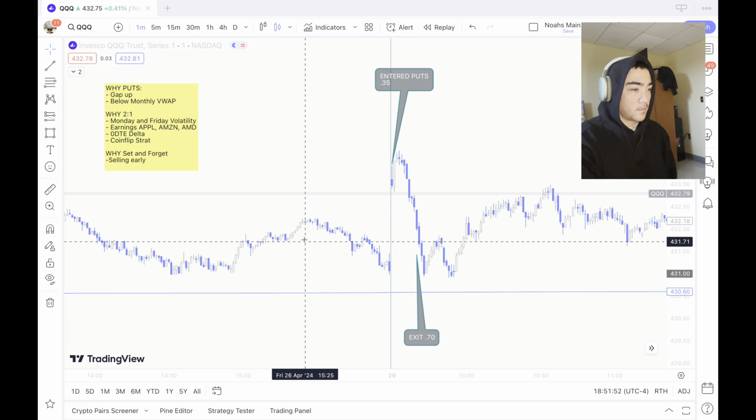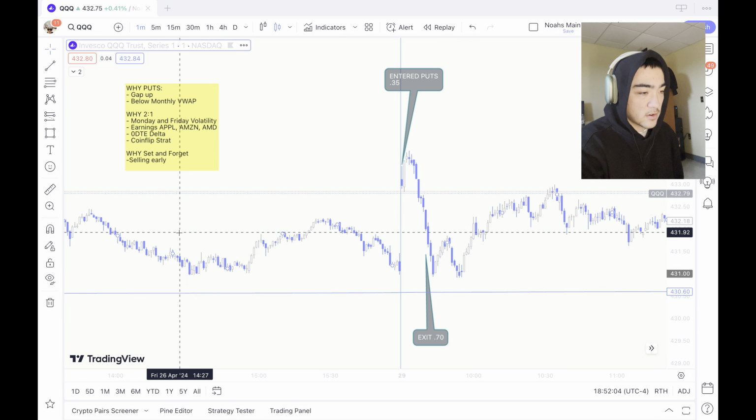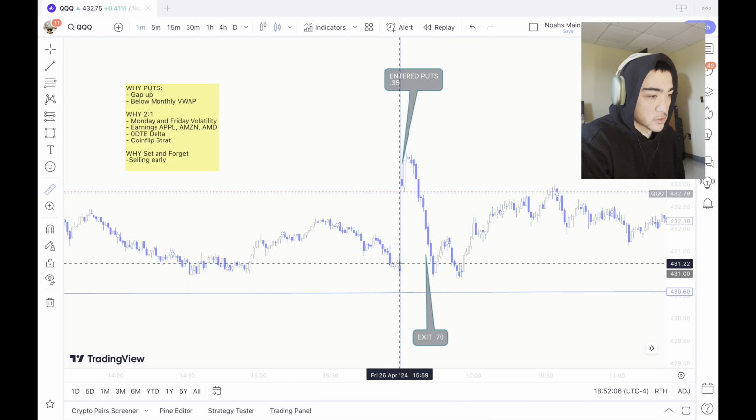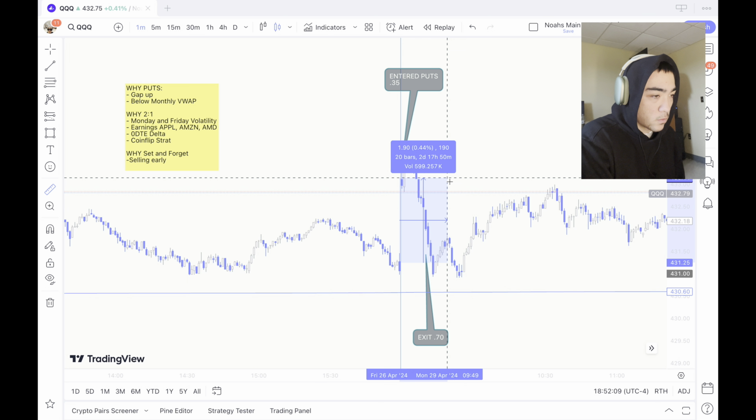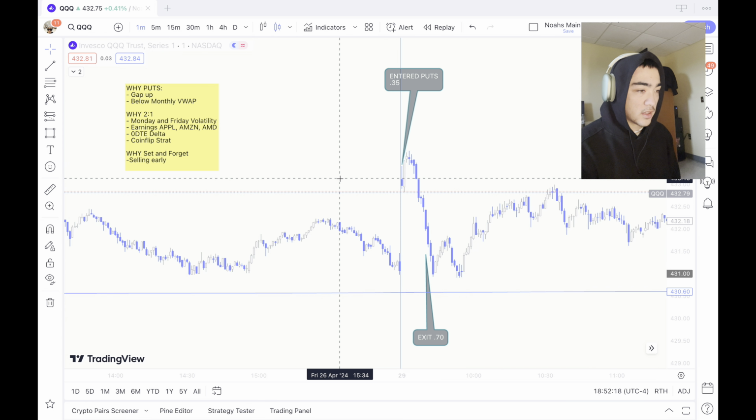So, in this yellow little sticker note that we have here, I'm going to explain why puts, why the 2-to-1, and why set to forget. So why puts? Basically, there was this gap. If we take the measure tool and we measure how big this gap was, it was around a 1.7 strike gap, which, if it were to fully close, would almost guarantee 100% based on 0 DTE's delta.